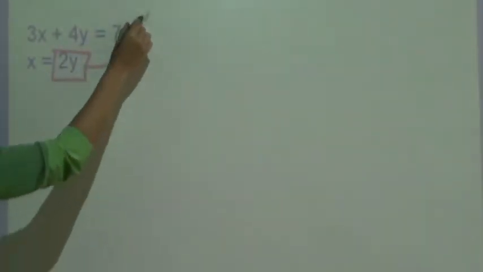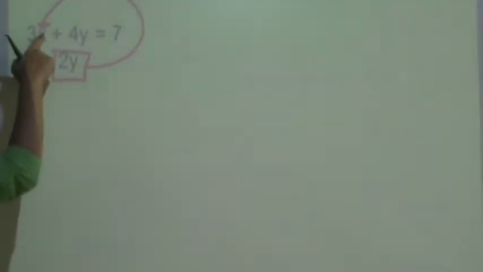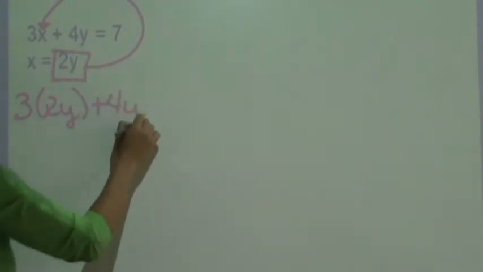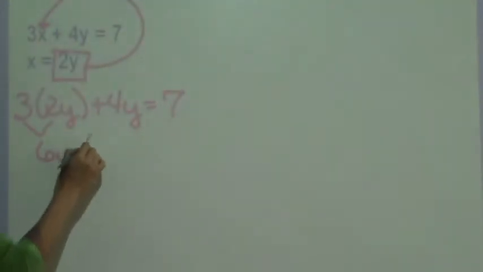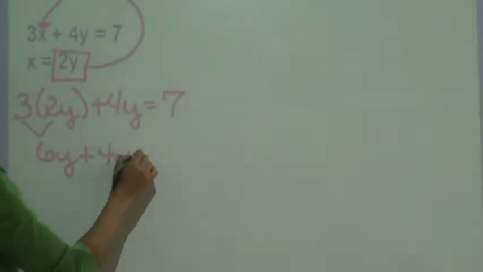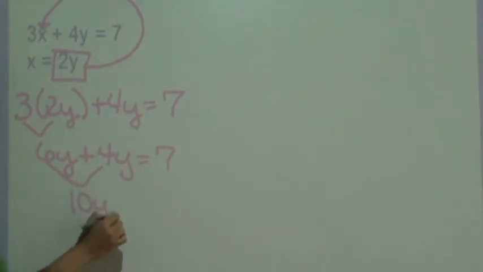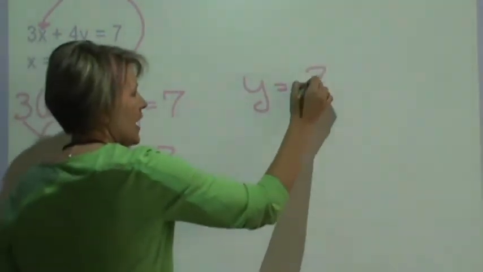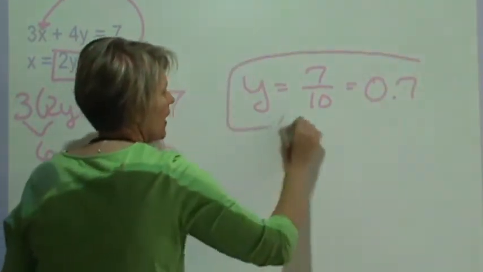So I'm going to go 2y in place of x. Instead of x, I'm going to write 2y. Okay, then I'm going to solve. 3 times 2 is 6y plus 4y. 6y plus 4y is 10y. Divide by 10. All right, so y is 7/10, or if you wanted to make it a decimal, okay, that's fine.